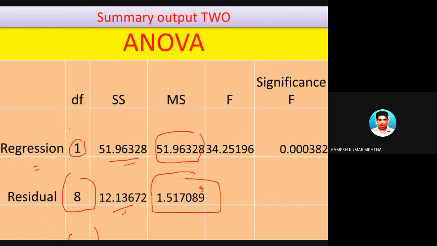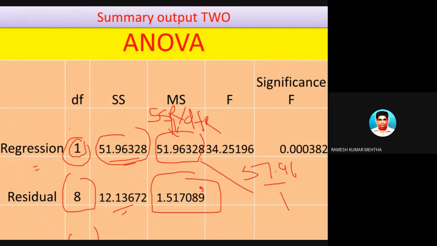What we did to find this is nothing but this divided by this. That is, sum of squares regression divided by the degree of freedom of regression. So 51.96 divided by 1 is equal to 51.96.